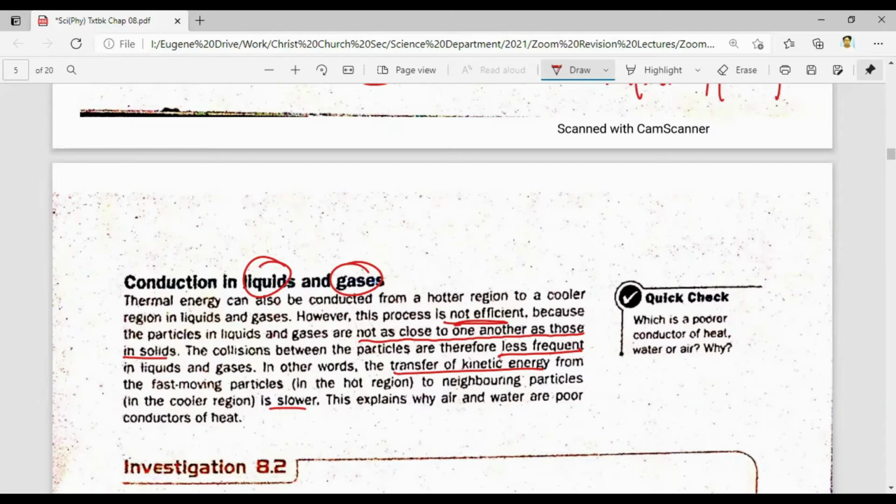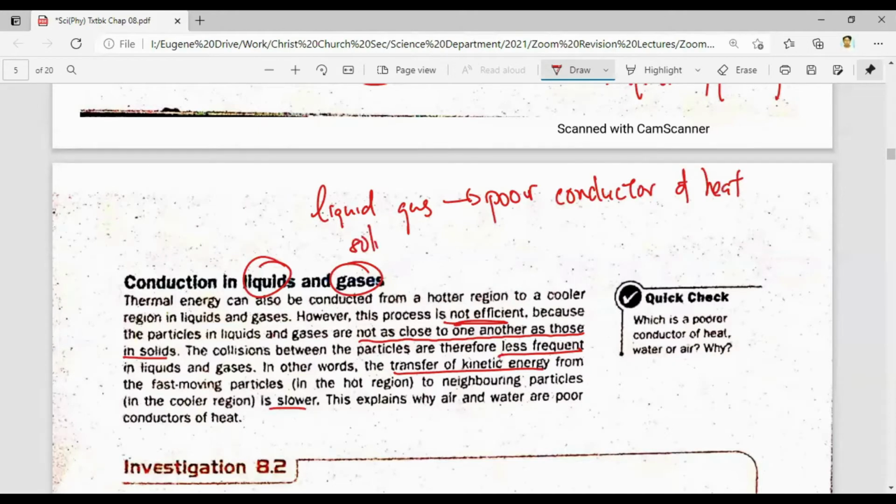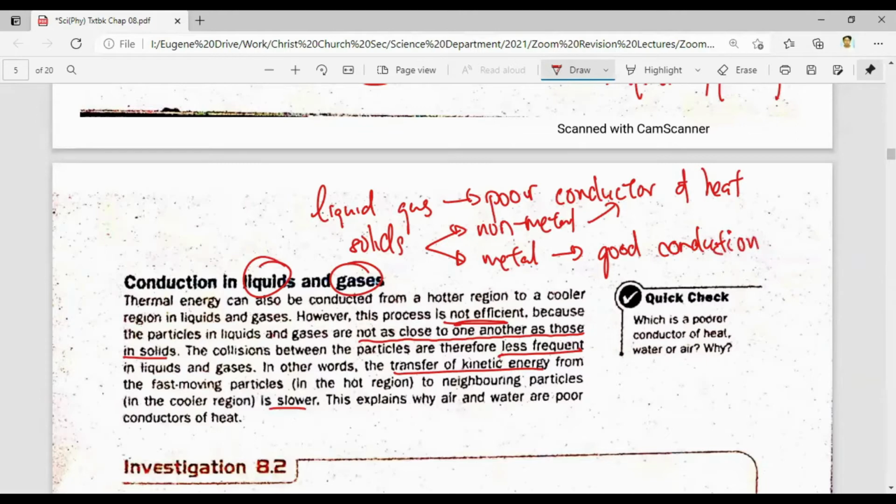Solids can be classified as good or poor conductors. I say again, liquid, gas, and solid. For solids, there are actually two types. It can be non-metal, so if it's a non-metal, it's a poor conductor. If it's a metal, it is a good conductor. Whenever you talk about conduction, whether they're good or poor.